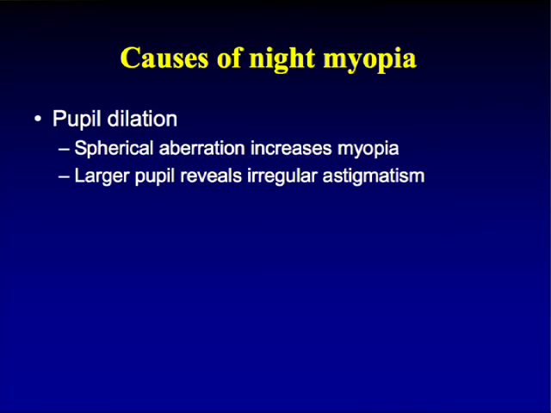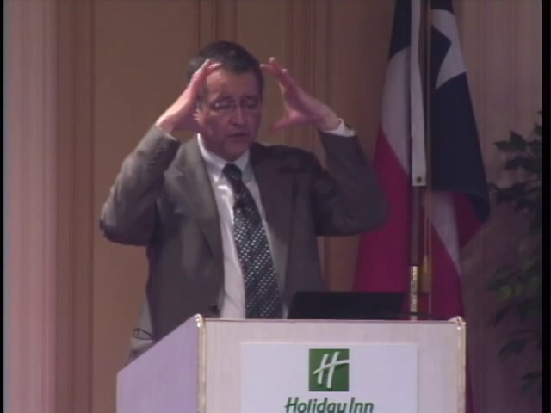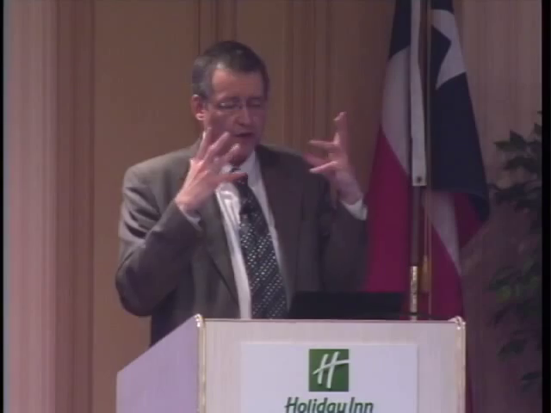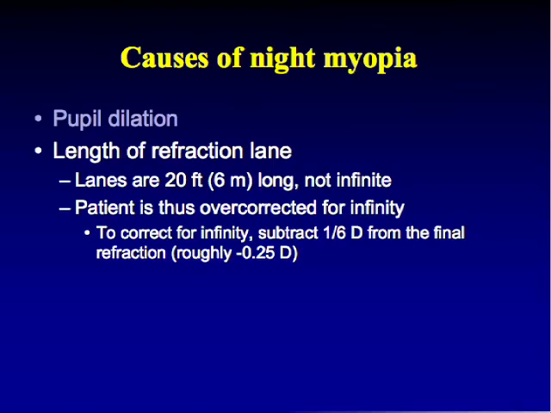And that would include pupil dilation. So in the dark, the pupils get bigger, so there's more spherical aberration, which increases the myopia because of the positive spherical aberration. Plus, just a bigger pupil is going to reveal irregular astigmatism as well, which further degrades the image. Second is the length of the refraction lane.